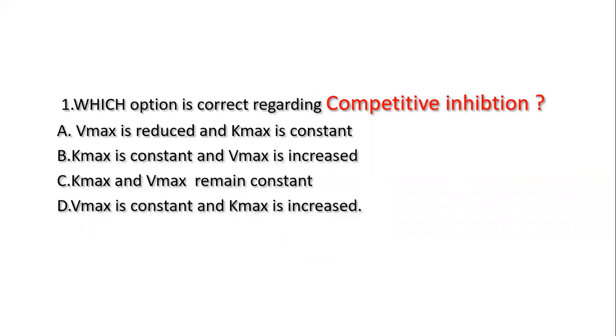See the question: which option is correct regarding competitive inhibition? Competition, so I have to run more kilometers but my speed remains constant. Say this line once again. Competitive inhibition means I have to compete with others, so I have to run more kilometers but my speed remains constant. See option D: Vmax is constant and Km is increased.